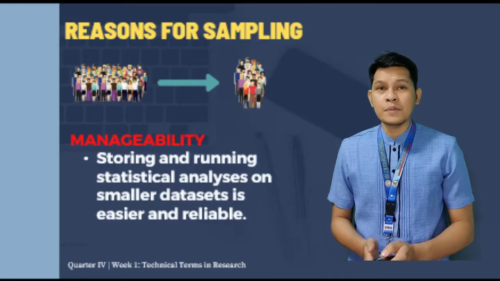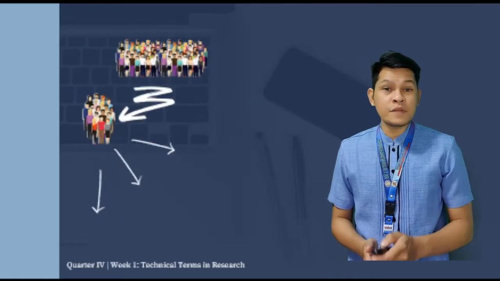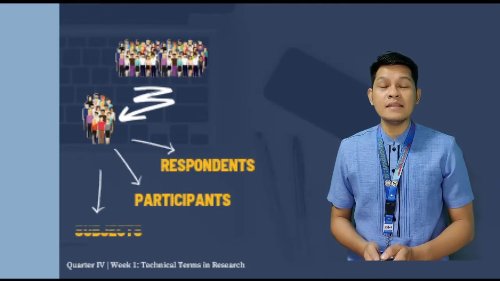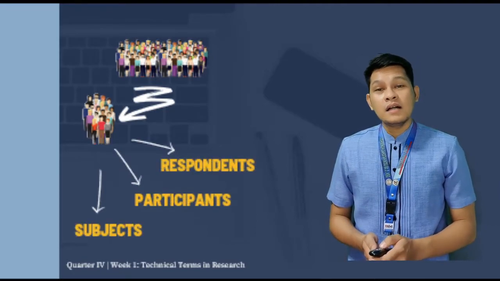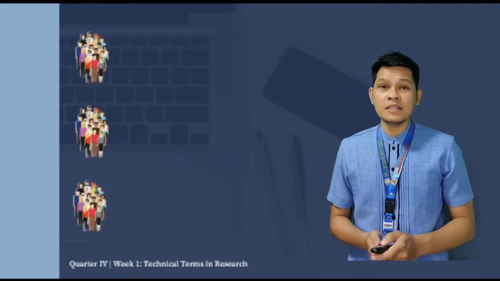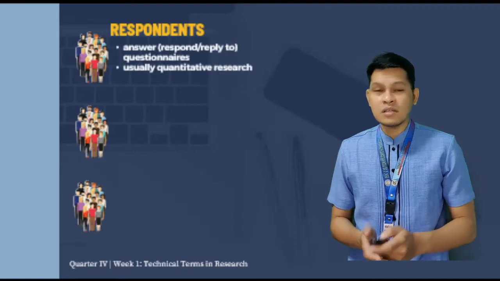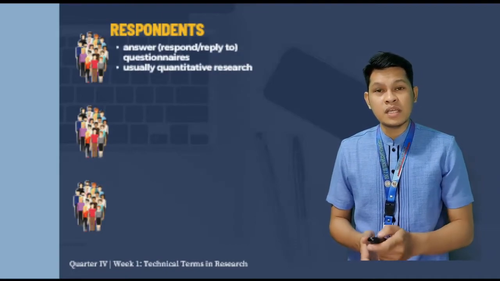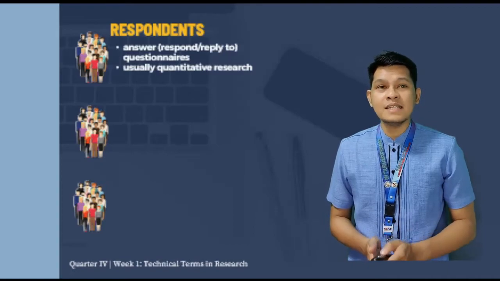In choosing samples, you have to remember that there are 3 categories. We have respondents, participants, and subjects. Let us differentiate the 3. Well, for respondents, they are the ones who answer, respond, reply to questionnaires, and usually they are under quantitative research.